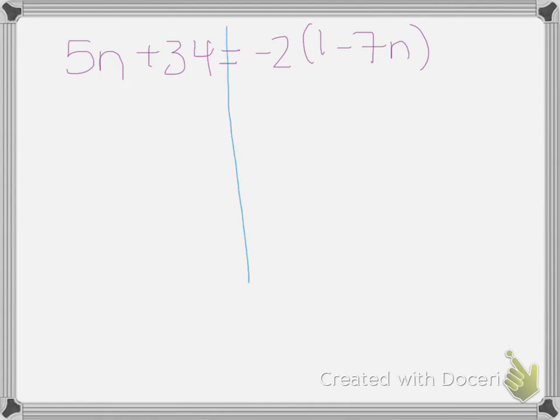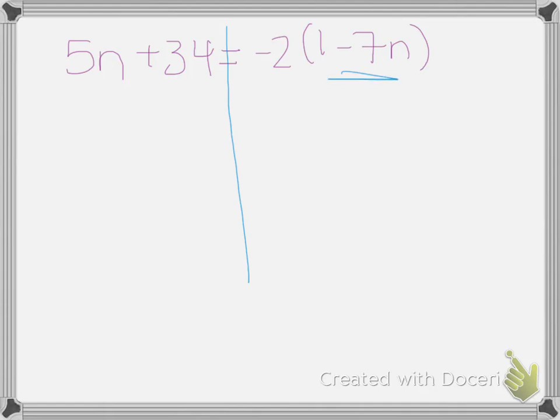All right, so example number 2. We have 5n plus 34 equals negative 2, parentheses, 1 minus 7n. So draw a line down your equal sign. We can see that we have variables on both sides. We have 5n here, and we have a negative 7n here. But we can also see that there are parentheses, so we need to remember to distribute first.